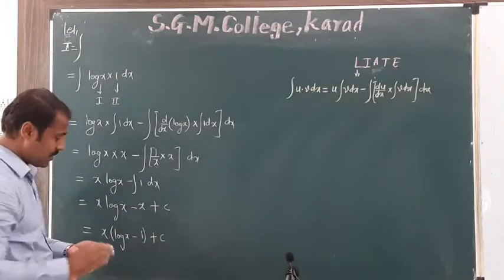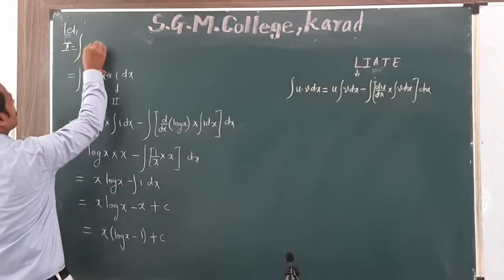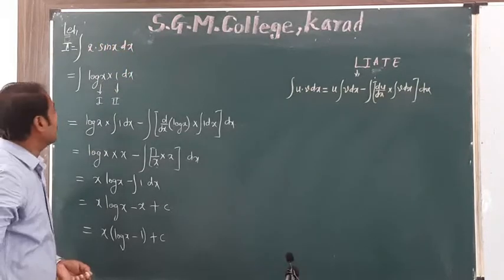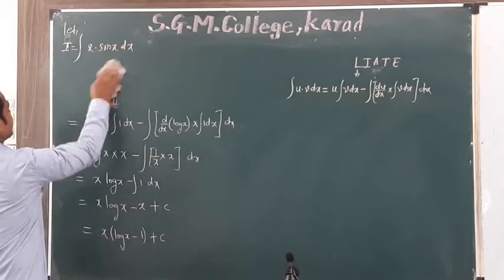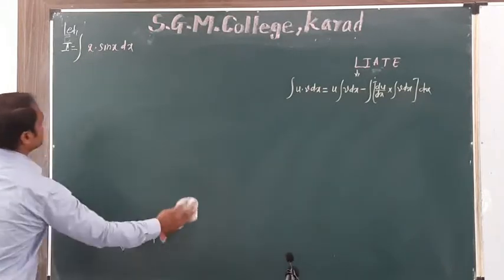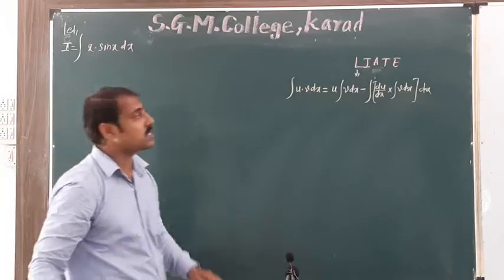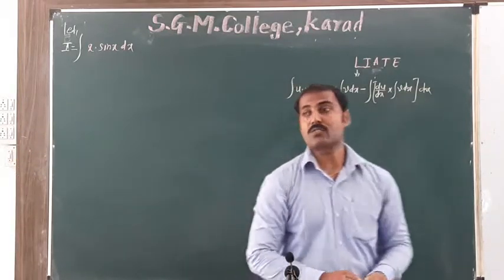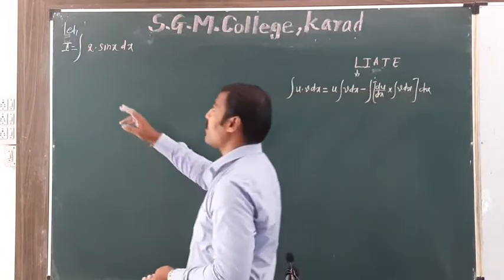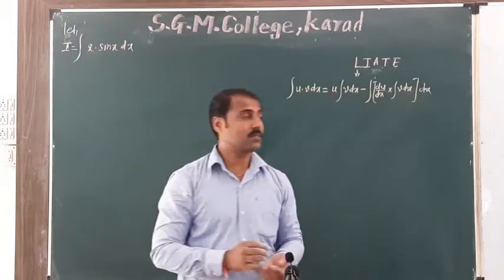Evaluate the integration of x into sin x dx. Okay. Here, inside the integration, there is a product of two functions, x into sin x, and these two functions are different. So we solve this integration by parts. Now, choosing the first function: which one?